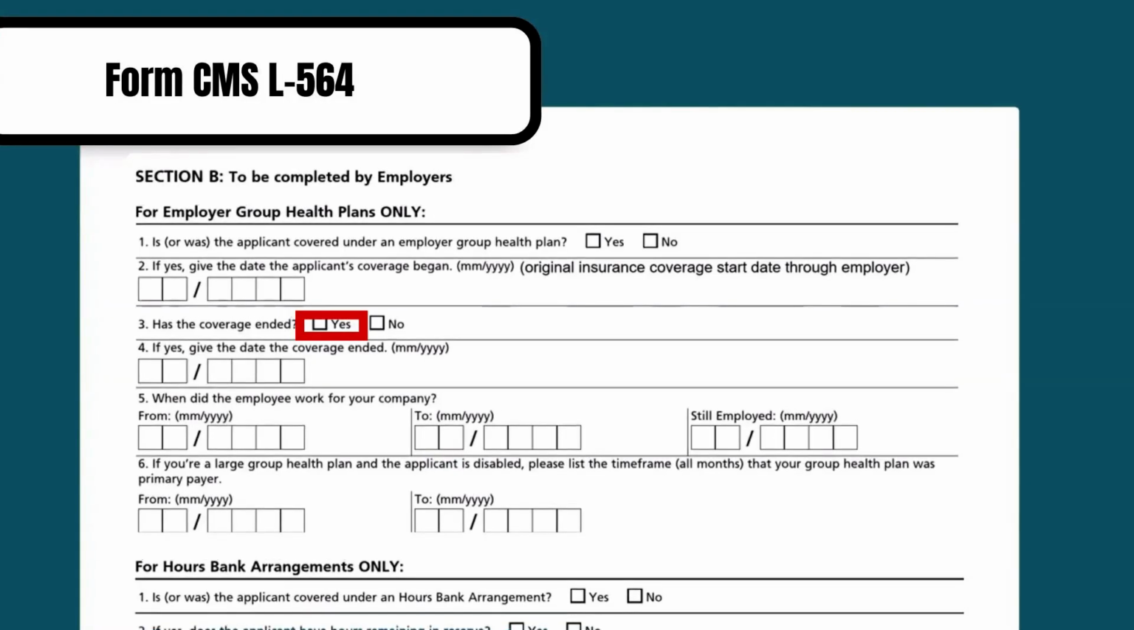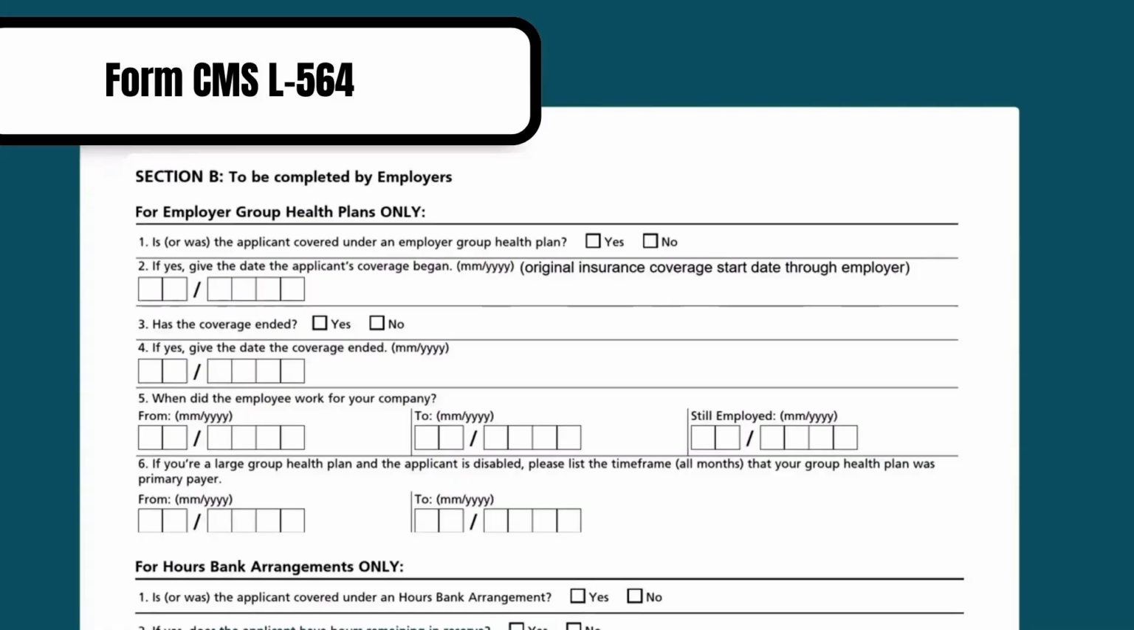Number 3 asks, has the coverage ended? If yes, then number 4 should be filled out. If group coverage is still active, then the answer should be no. Number 4 is left blank, and an NA next to it couldn't hurt.